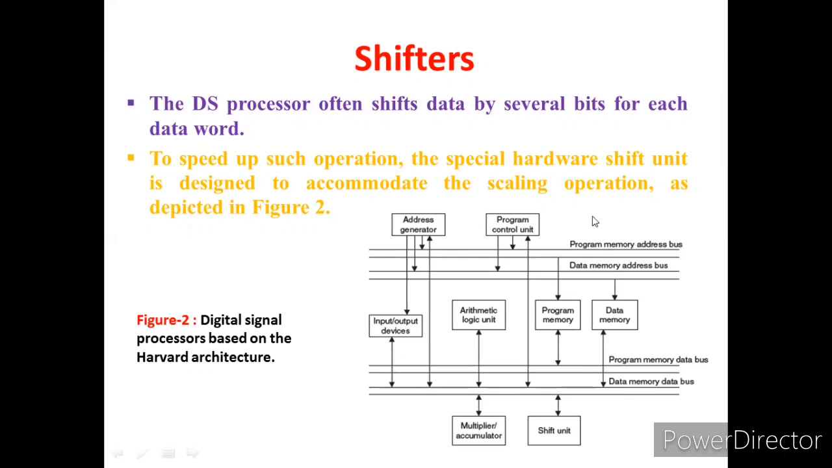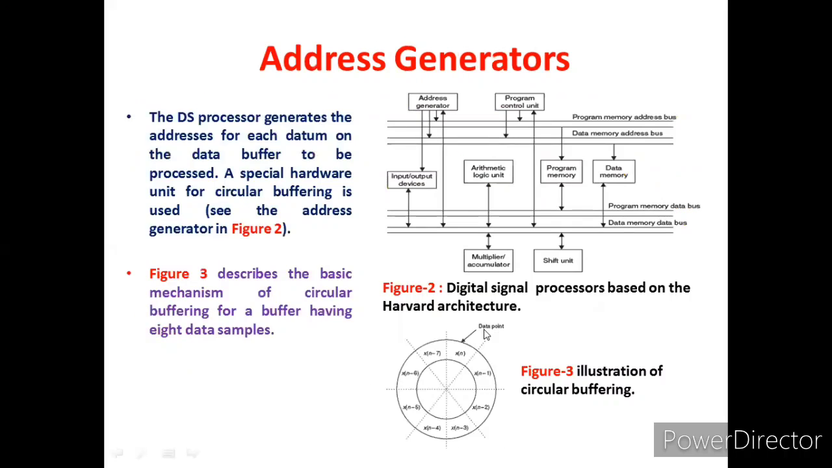Now you can observe that this is the DS processor, that is a digital signal processor based on the Harvard architecture. In this Harvard architecture, you can observe that a special unit called a shift unit is added. Due to the addition of this shift unit, the performance of the scaling operation improves and the speed of the operation increases. So in any advanced processor, a shift unit is added to increase the speed of the operation. So those are the advantages of the shifter.